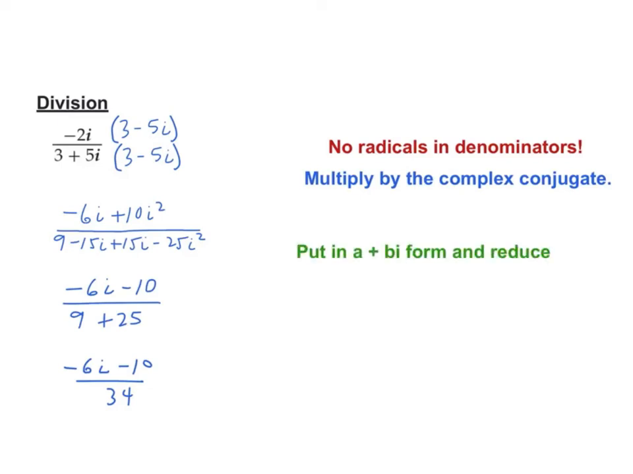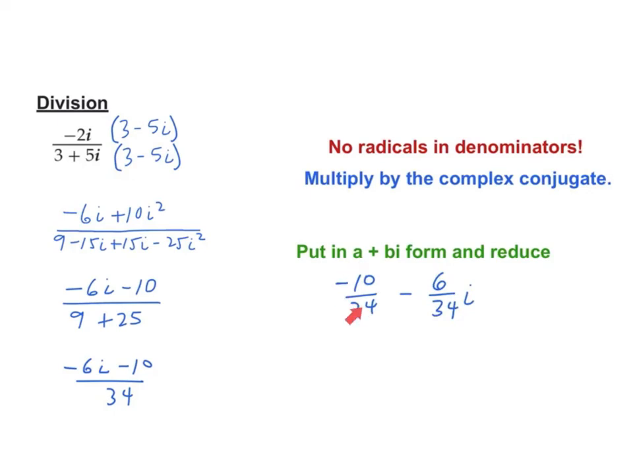So I'm going to put it in a plus bi form, and then I'm going to reduce it. The key thing here is the real part has to come first, which means this negative 10 has to come first. And I can just switch it because of the commutative property. So here I'm at.